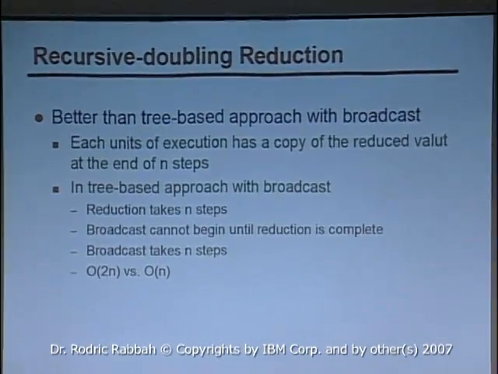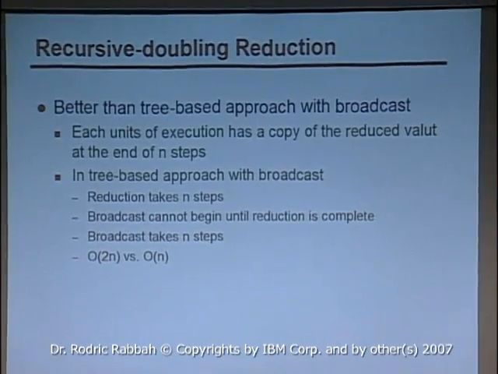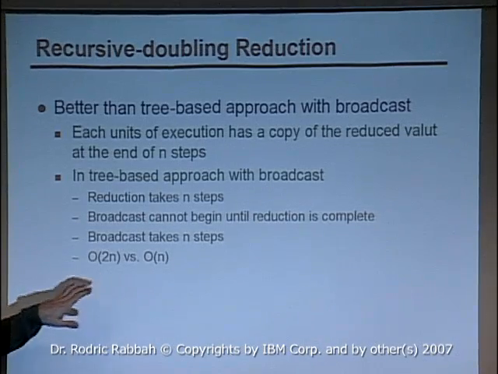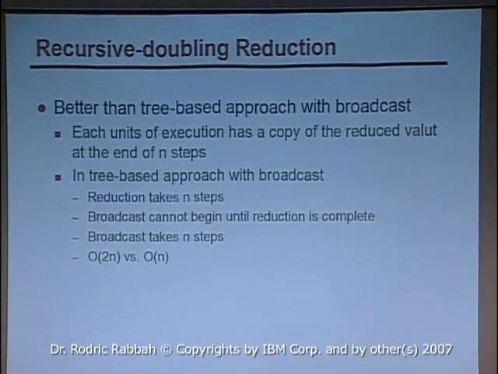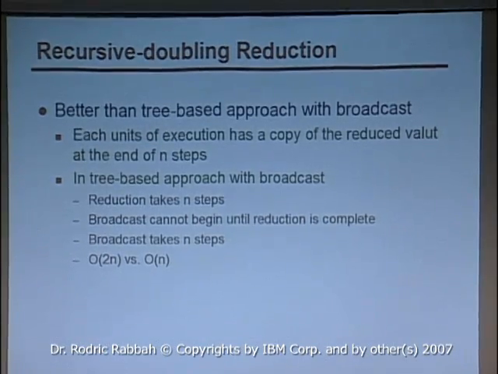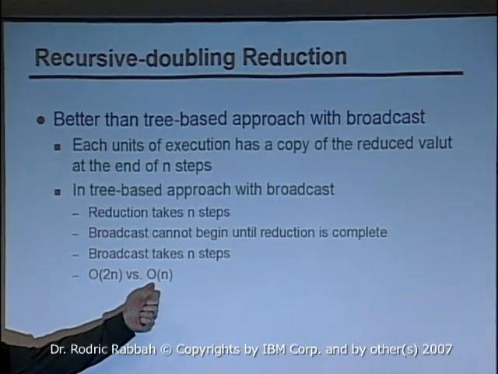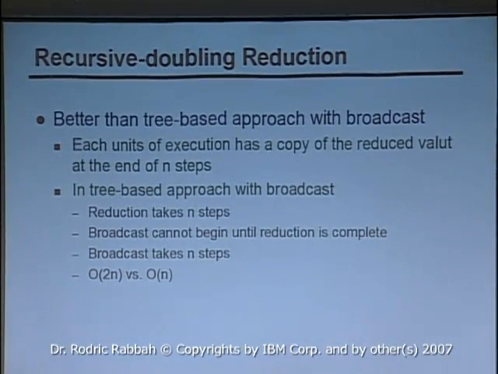OK, so this is better than the tree-based approach with a broadcast because you end up with the result of the reduction locally. Rather than doing the broadcast following the tree-based reduction, which takes n steps, you end up with order n. Everybody has a result in order n versus an order 2n process for the tree-based plus broadcast.